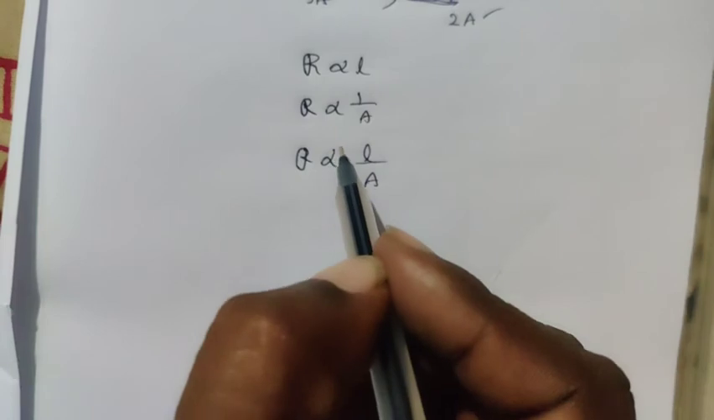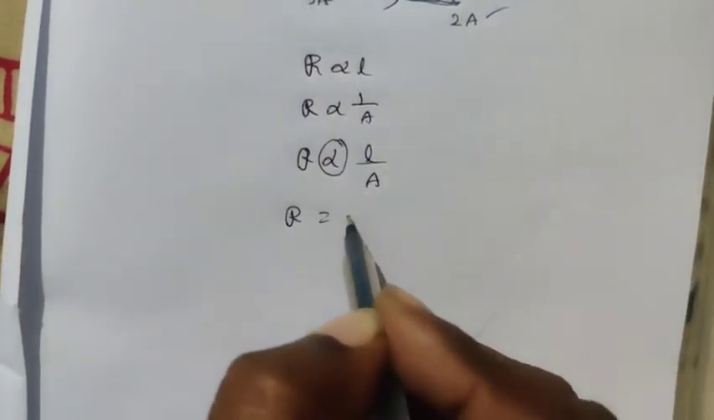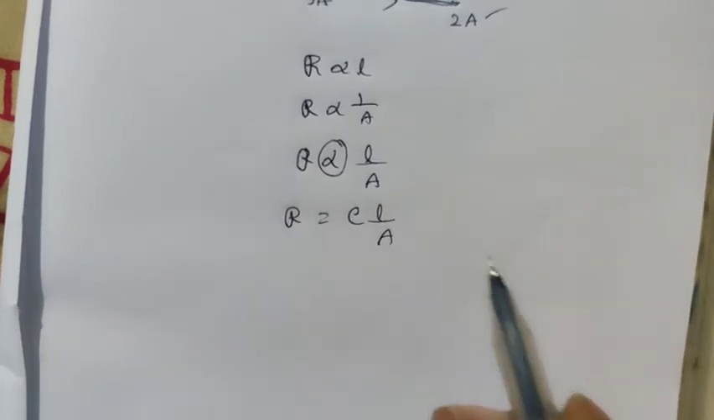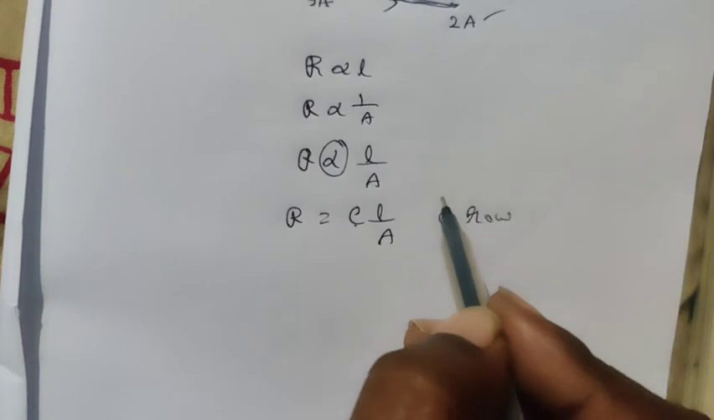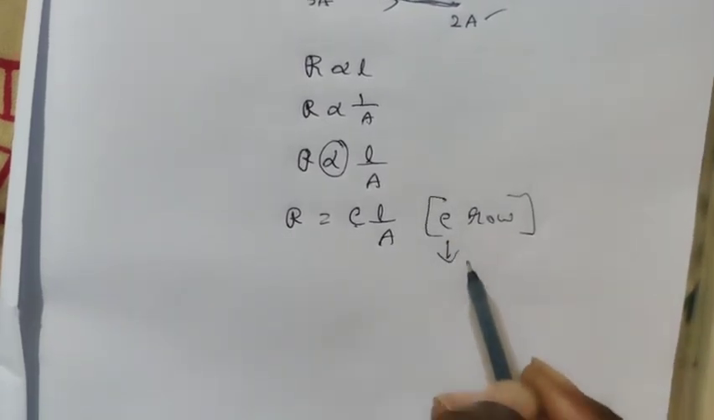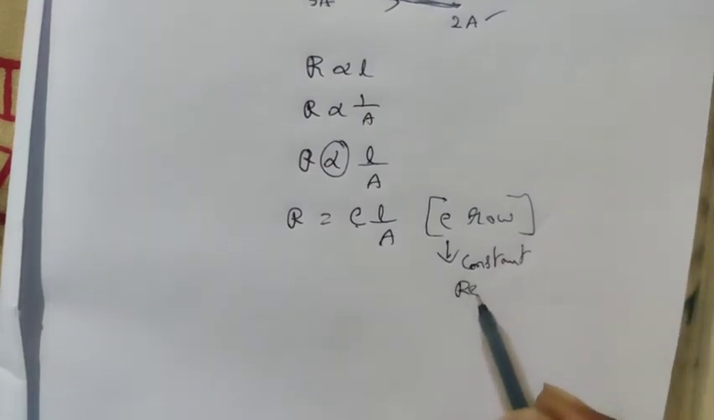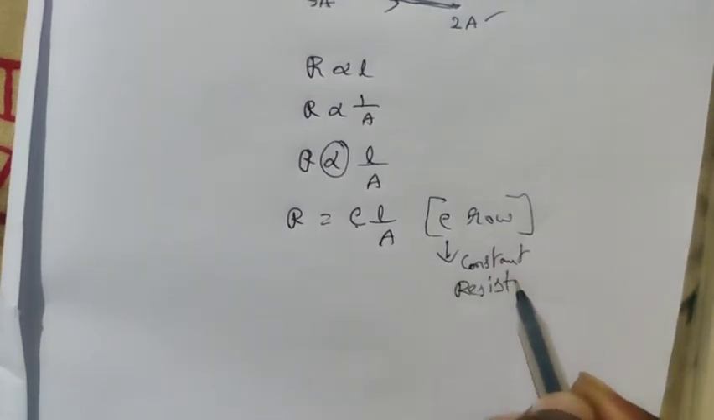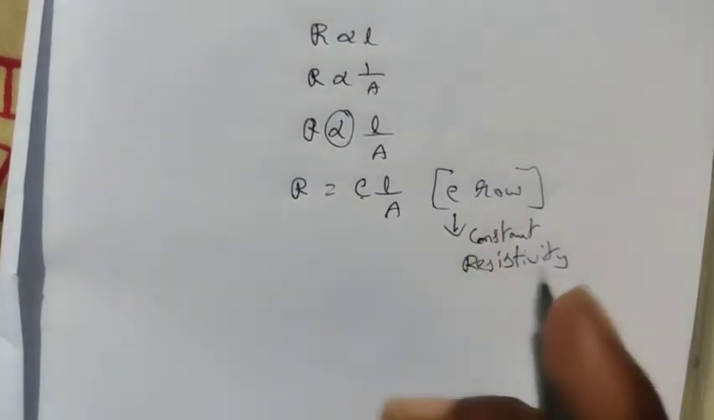Now if you remove the proportionality, you have to keep a constant. Therefore R equals rho L by A. This symbol is called rho. So this rho is also a constant. It is also called resistivity.